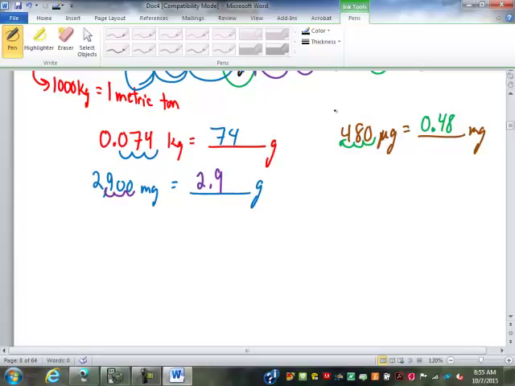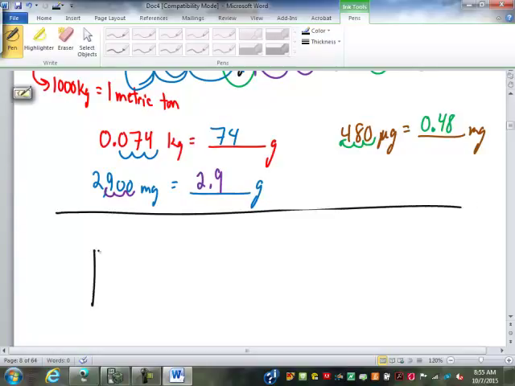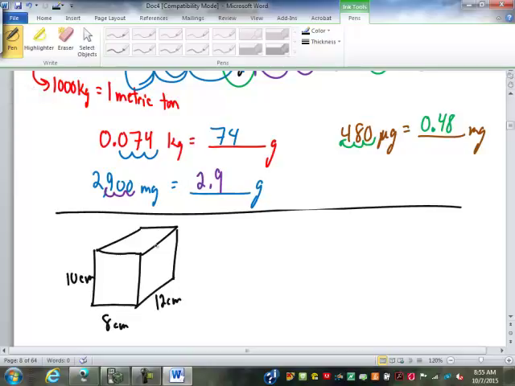If we're talking about water, and I have a container, again, we're going with a box-shaped container just to make it easier on ourselves. Let's say this container is 8 centimeters by 12 centimeters by 10 centimeters. And it's filled with water, and I want to know what's the mass of the water that it contains.